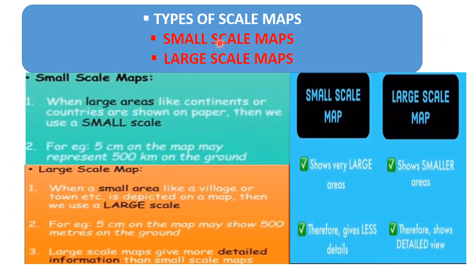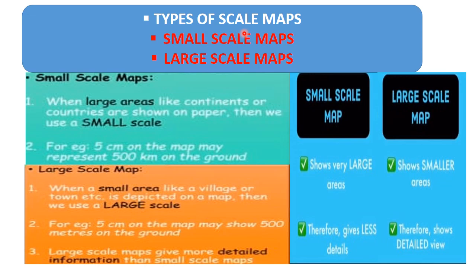Now there are two types of maps. One is the small scale map and the other is the large scale map. Coming to small scale maps first, when we are showing large areas like your continents and countries, because they are large areas, we need to use small scale maps. That means 5 centimeters on the map may represent 5 kilometers on the ground, because we are showing big areas on a small thing.